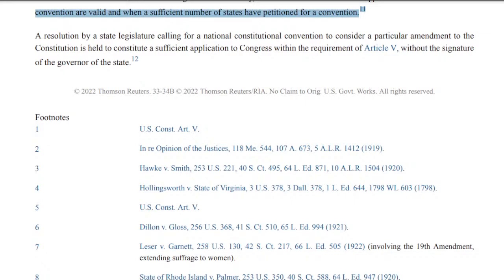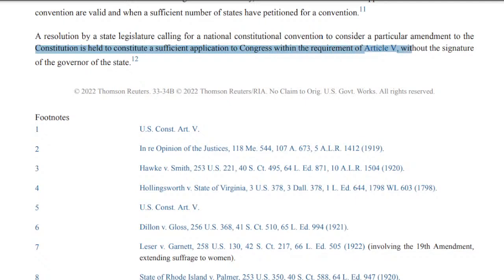All right? A resolution by a state legislator calling for a national constitutional convention to consider a particular amendment to the Constitution is held to constitute a sufficient application to Congress within the requirement of Article 5, without the signature of the governor of the state. So just a resolution of the state legislator is sufficient, without getting the governor to sign.